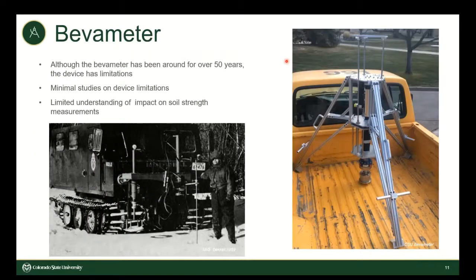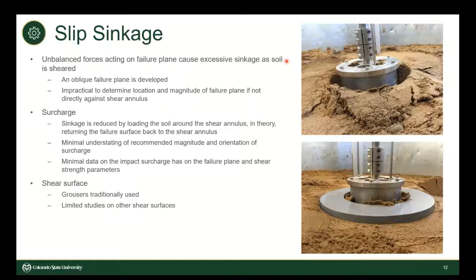And while the bevameter has been around for a long time, over 50 years, it still has limitations, and those limitations are generally misunderstood, and we're not sure how these impact soil strength measurements. So in the research that I'm doing, we're aiming to understand these limitations a bit better and see how they impact strength measurements. The first of which we seek to tackle was slip sinkage.